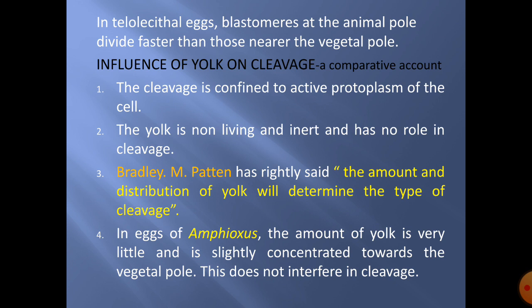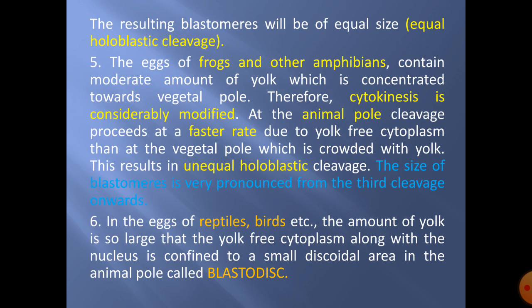Then, in the eggs of Amphioxus, let this be the first case we study, the amount of yolk is very little and is slightly concentrated towards the vegetal pole, microlecithal and isolecithal egg. So, the yolk does not interfere in the cleavage process at all. The resulting blastomeres will be of equal size, hence we call this cleavage equal holoblastic cleavage.